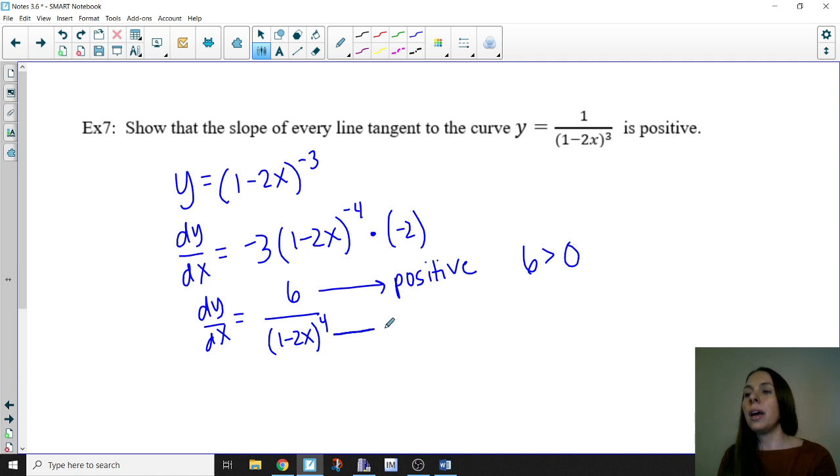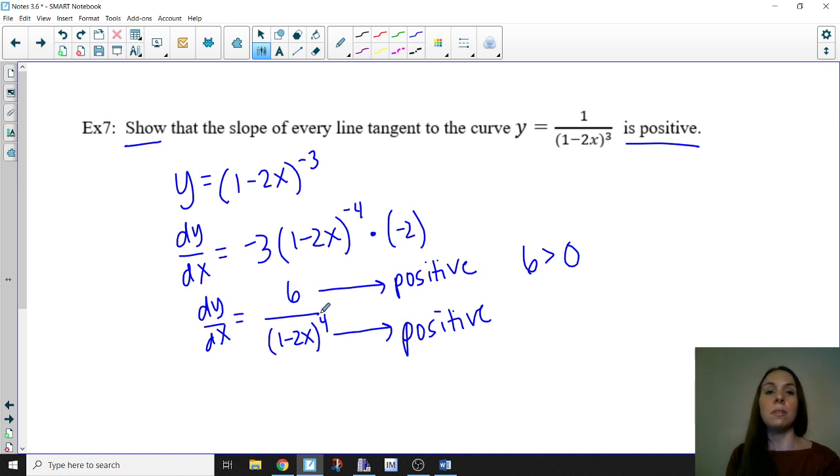And what do we have here? Hopefully a positive, because if you have a positive in the numerator, you have to have a positive in the denominator for everything to always be positive, which is, again, what we are trying to show. Is that the case? Is this always positive? Yes. Why? Why is it always positive? Because it's a quantity raised to an even power, right? 1 minus 2x does not necessarily have to always be positive, but when you raise it to the 4th power, yes, it does. It has to be positive. So there we go. We showed it.